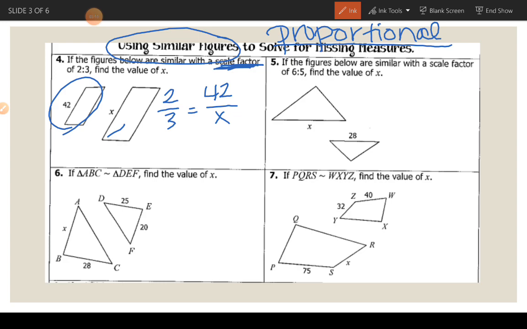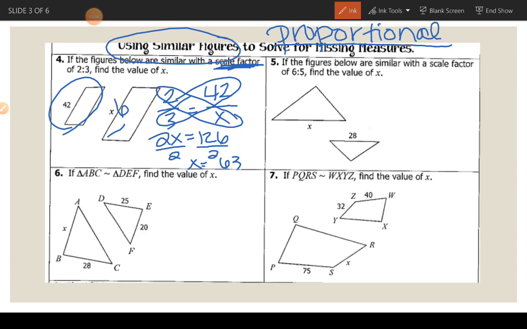Again, to solve this, we're going to cross multiply. So 2x is equal to 42 times 3, which is 126. We're going to divide that by 2, and x is equal to 63. So that means that this big one is going to be 63. So this 2/3, that scale factor, would be a reduction. Now, why is it a reduction? Because it's less than 1.